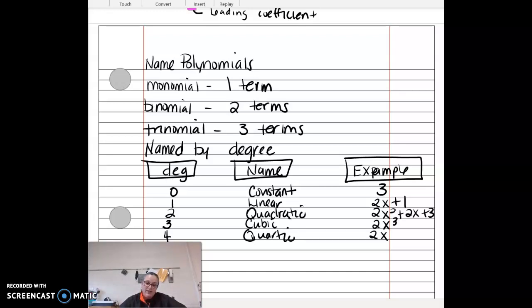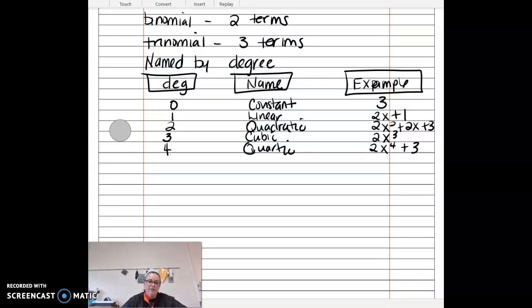So like if I did 2x to the 4th power plus 3, you have 2 terms, so it's a binomial. Highest degree is 4, so it is a quartic binomial. We can look at a 5th degree, quintic. So if I gave you, I don't know, 3x to the 5th power plus 2x to the 3rd power plus 4, this is 3 terms, so it is a trinomial. Highest degree is 5, so it is a quintic trinomial polynomial.